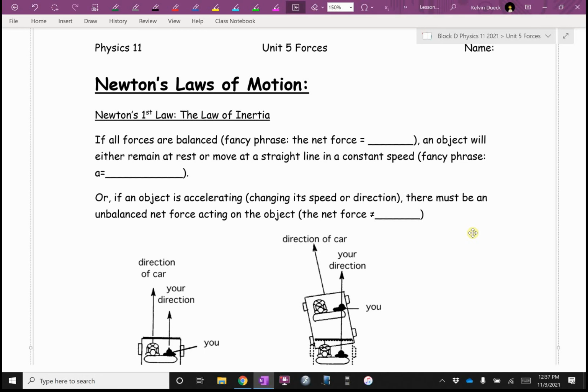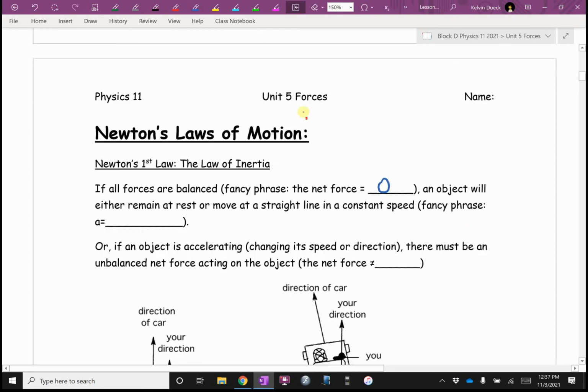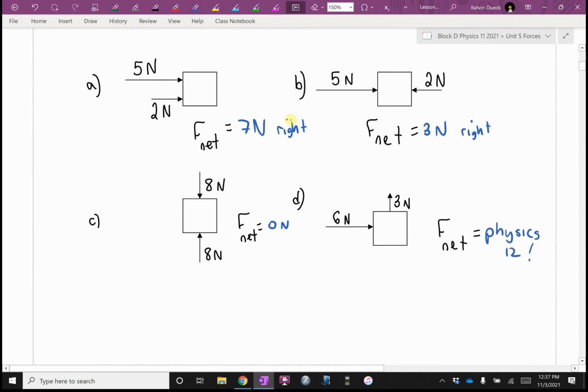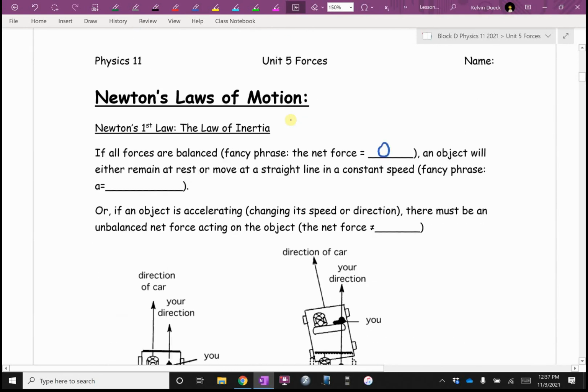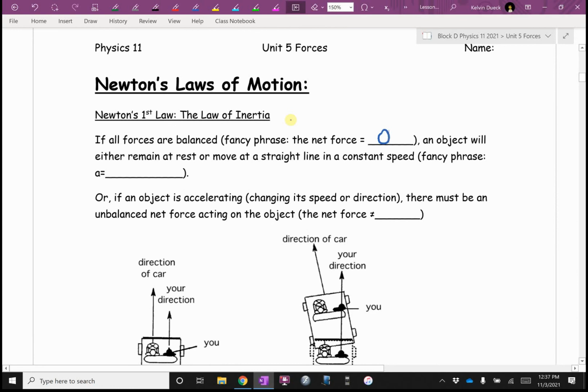Okay. Newton's first law, often called the law of inertia. If all the forces are balanced, the fancy phrase for that is the net force is 0, like this picture C here. If all the forces are balanced, an object will either remain at rest, if it was at rest, or move in a straight line at a constant speed. I can combine those into one sentence by saying, if an object has a net force of 0, a will be 0. Take that to the bank.